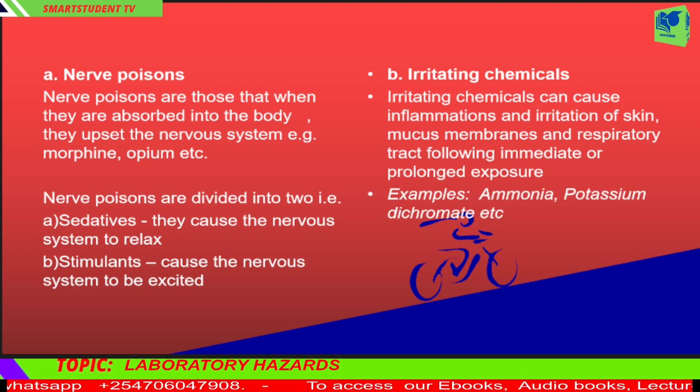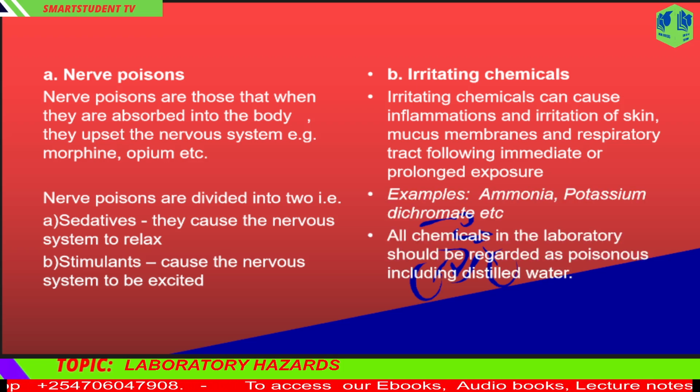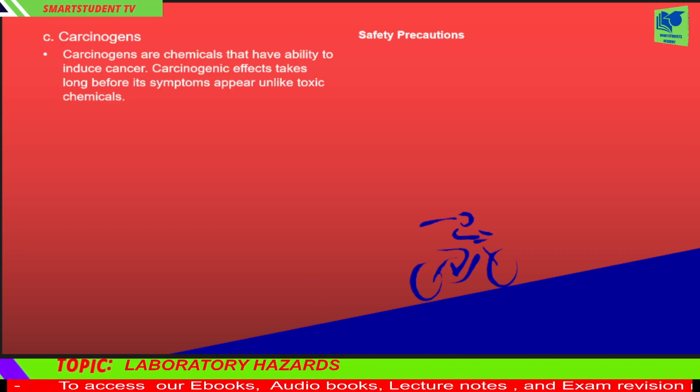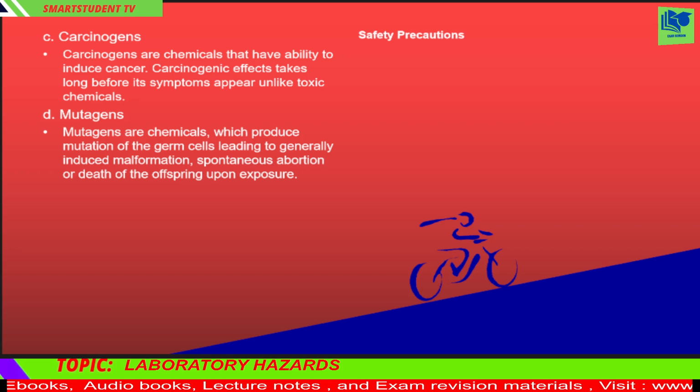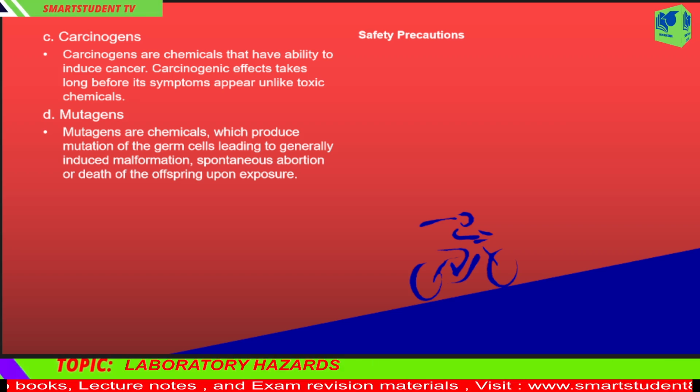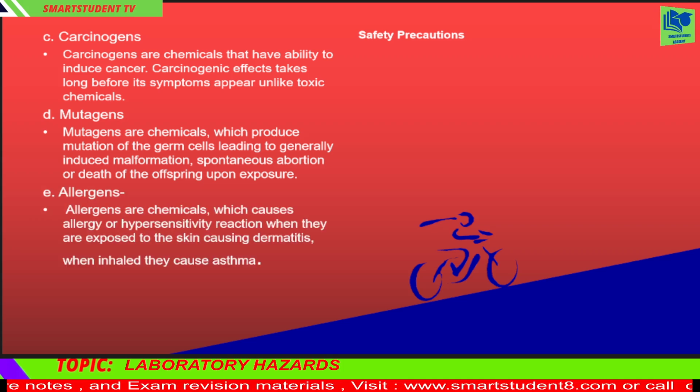E. Carcinogens, mutagens, allergens. Carcinogens are chemicals that have the ability to induce cancer. Carcinogenic effects take long before symptoms appear, unlike toxic chemicals. Mutagens are chemicals which produce mutation of the germ cells, leading to generally induced malformation, spontaneous abortion, or death of the offspring upon exposure. Allergens are chemicals which cause allergy or hypersensitivity reaction when they are exposed to the skin, causing dermatitis. When inhaled, they cause asthma.